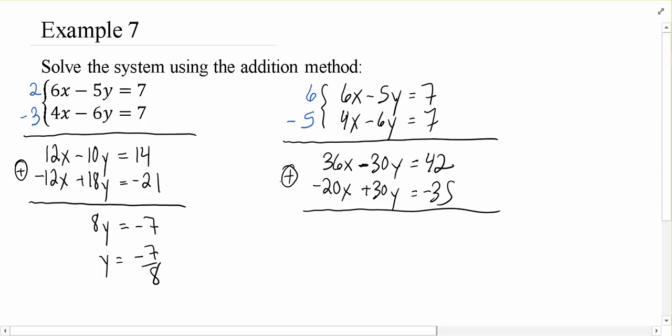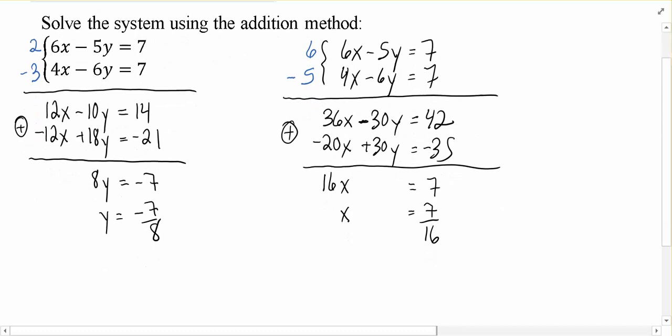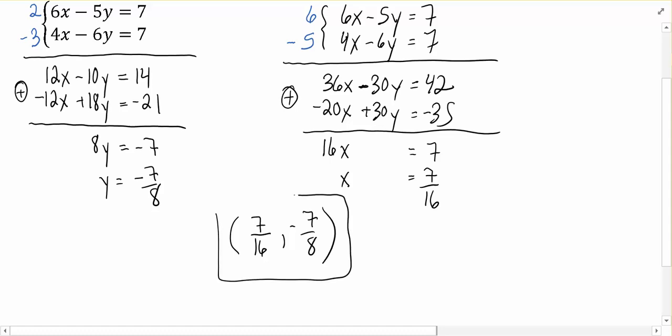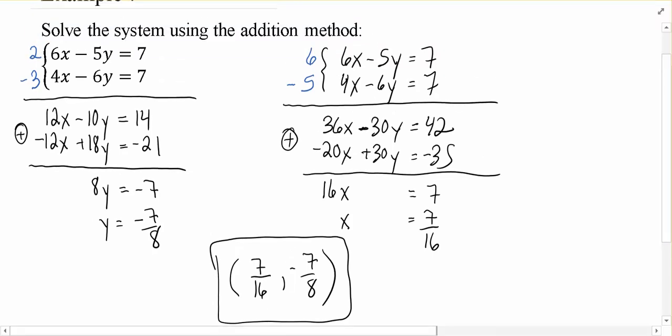Now when I add these together, I'm going to get 16x plus 0y equals 7. Divide by 16, and I get 7/16. I now have the ordered pair 7/16, negative 7/8. Very gross looking fractions, and I never had to deal with fractions anywhere in the problem. That's pretty cool. So that's one of the cool things about this addition method: we can have an answer that has crazy fractions and never deal with fractions throughout the problem. Pretty cool.